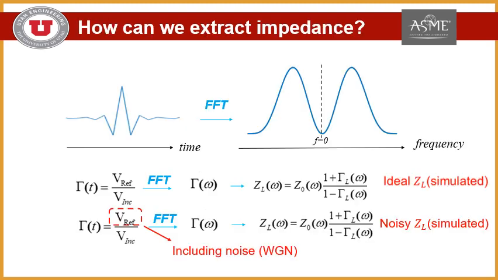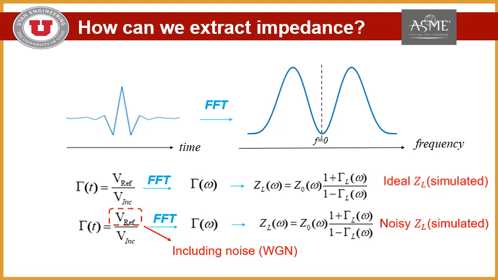So first, we calculated the reflection coefficient in the time domain. After getting all of the reflected signal and incident signal, we can calculate the reflection coefficient easily by using this formula, Vref divided by Vincident. For the noisy data, we need to add white Gaussian noise to the reflected signal, and after that, we can use the FFT to convert all of that information to the frequency domain. After that, we can extract the impedance, the ideal ZL and noisy ZL, by using this formula in the frequency domain.